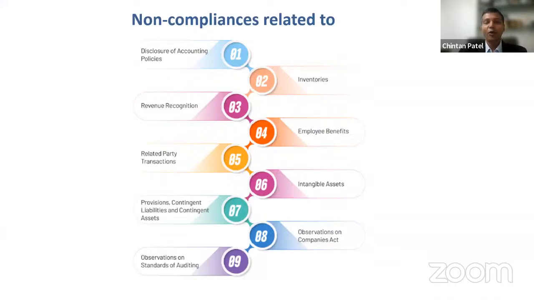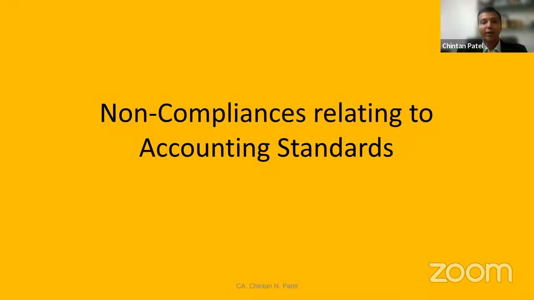So in today's webinar, we are going to talk about non-compliances related to accounting standards, that is, disclosure of accounting policy, inventories, revenue recognition, employee benefits, related party transactions, intangible assets, provisions, contingent liabilities, and contingent assets. So these are a few for accounting standards. Second is observations on the Companies Act. And then we are going to talk about laws and regulations. Now, the next point is non-compliances related to accounting standards.